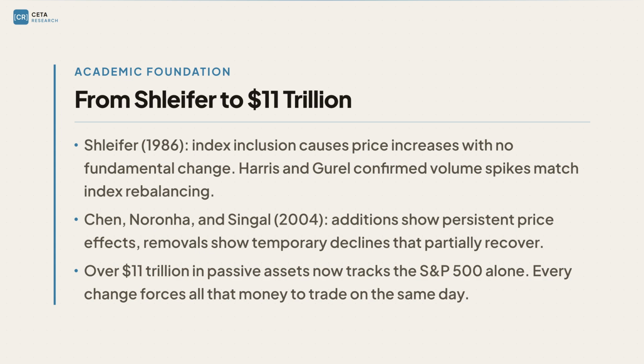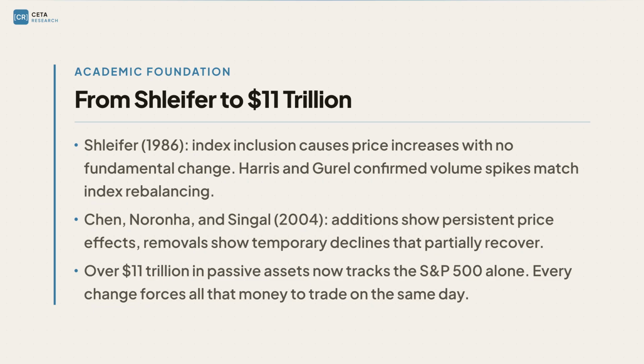Additions spike on the effective date as index funds scramble to buy. Then the price holds at the new level. Removals drop as funds sell, then gradually recover. The effect made intuitive sense. If you force billions of dollars of buying into a single day, the price has to move.